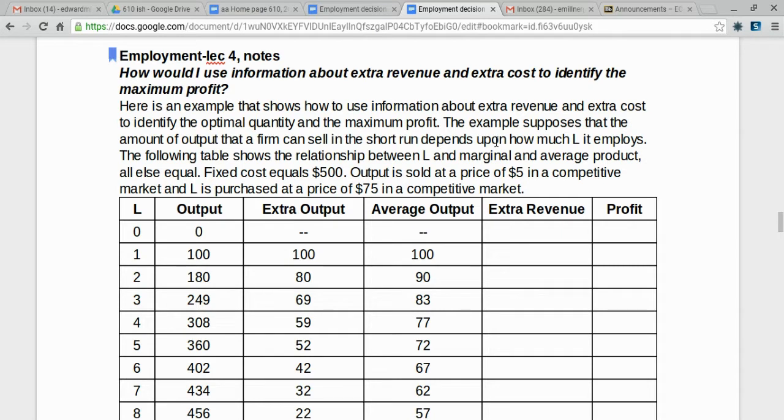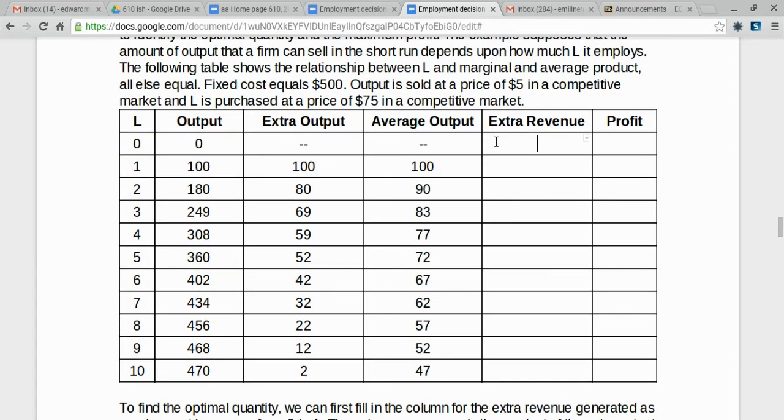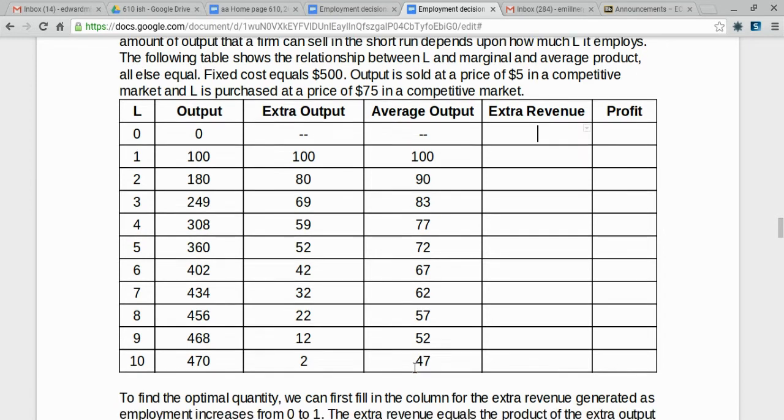It also shows how much output L can produce at each level of employment. Fixed cost is equal to $500. Output is sold at a price of $5 in a competitive market, and L is purchased at a price of $75 in a competitive market. So in our table, L goes from 0 up to 10. Output rises from 0 up to 470. Extra output goes down from 100 to 2. And average output, yes, it always decreases. It decreases from 100 down to 47.